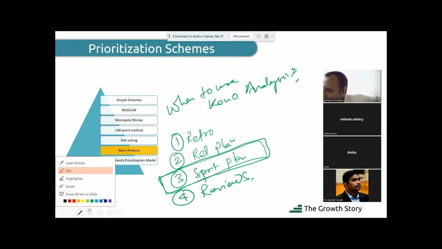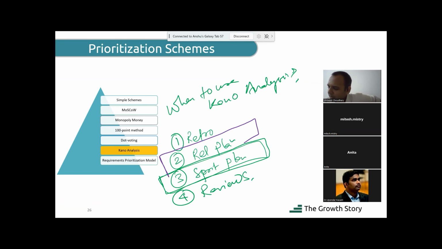I think release planning. Because during the release planning, we may get an idea about the satisfactory factors and dissatisfactory factors from the customer. Okay. Any other option?